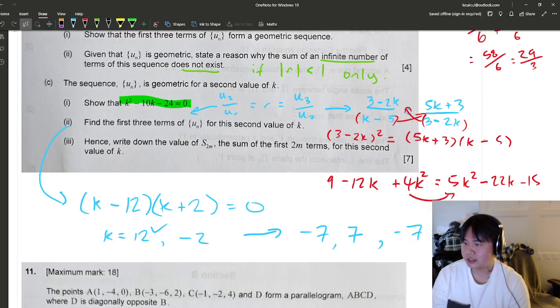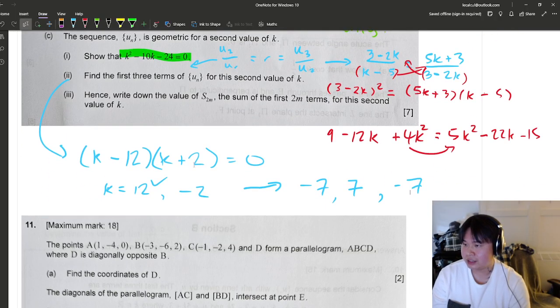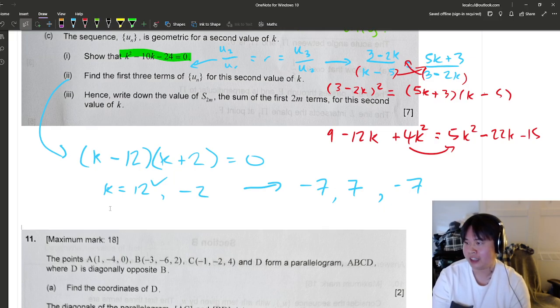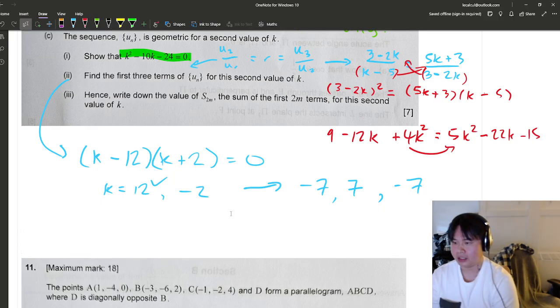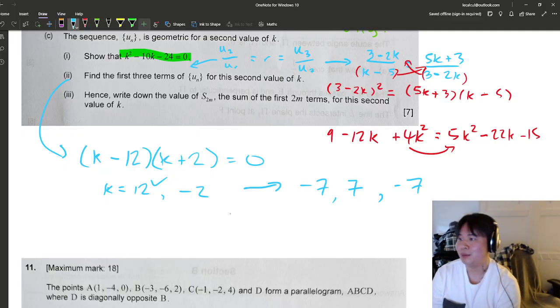Hence write down the value of the sum of the first two m terms for the second value of k. Okay. Why are they doing this to you? Isn't it 0? Okay, you can use the formula, but keep in mind that this is an even number, right?